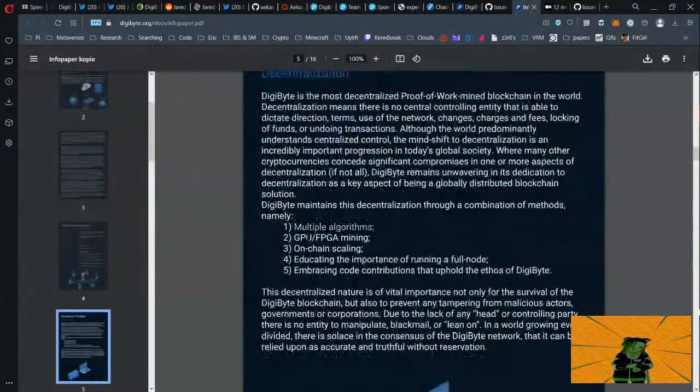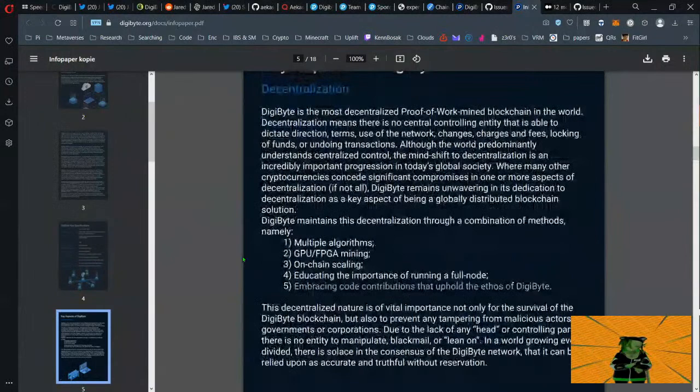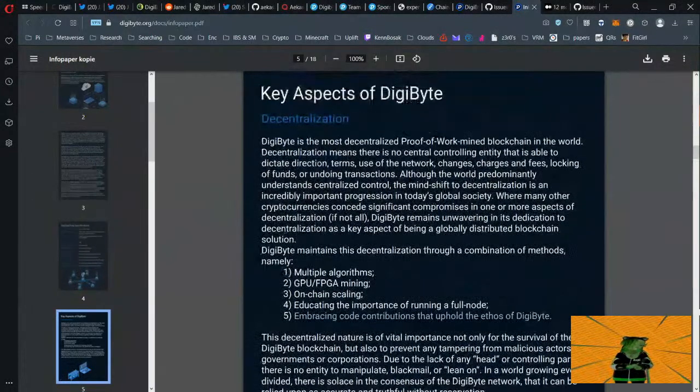We see multiple algorithms, GPU, FPGA mining, on-chain scaling, the fact that they have, I don't know, educating the importance of running a full node. I don't think that's whatever, but it's there. And embracing code contributions that uphold the ethos of DigiByte. That's kind of important here for it to be in because an ethos of the cryptocurrency is going to be different for everybody.